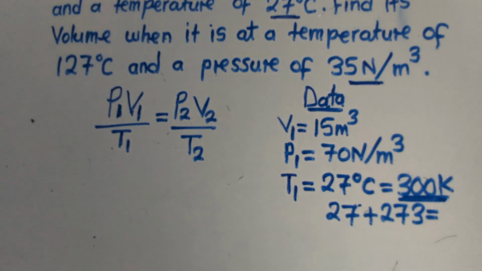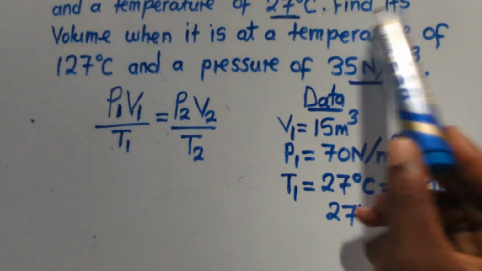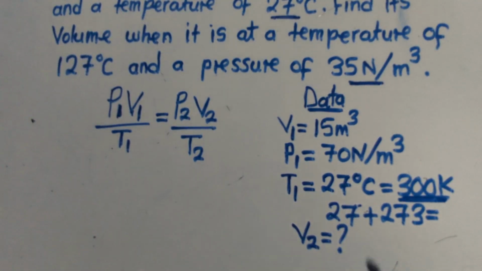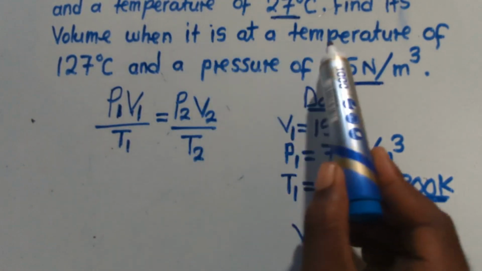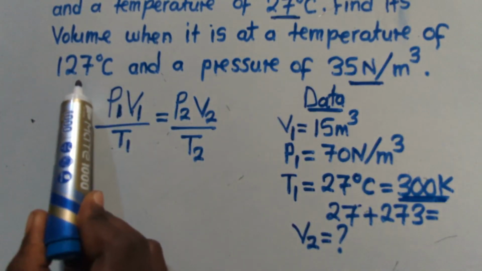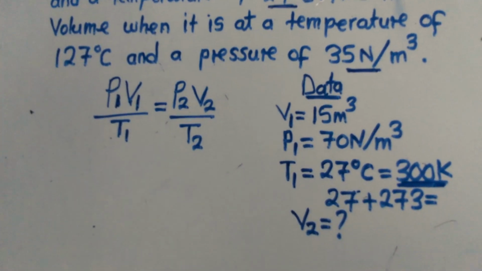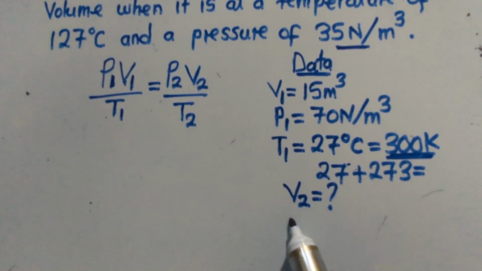So we are done with this. We continue. The question is to find its volume. So the volume that we are finding is volume 2. Volume 2 is the question mark. This is the one that you want to find. When it is at a temperature of 127, so temperature 2 is what?